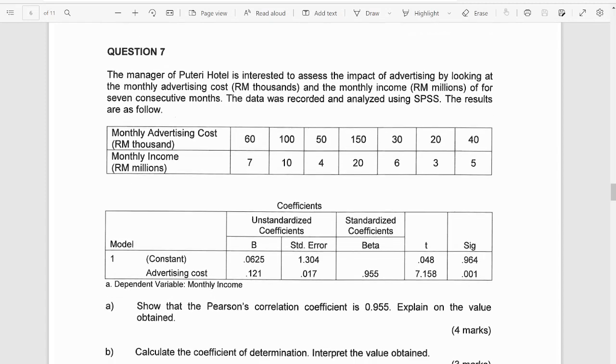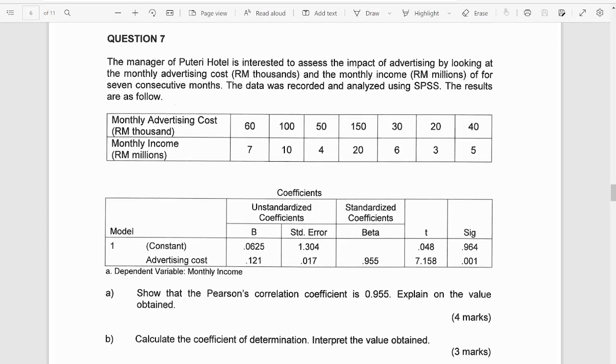What does it say over here? It says the manager of Putri Hotel is interested to assess the impact of advertising by looking at the monthly advertising cost in RM1000 and the monthly income in RM millions for 7 consecutive months. The data was recorded and analyzed using SPSS. The results are as follows.